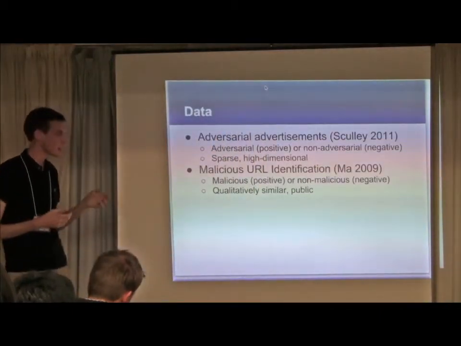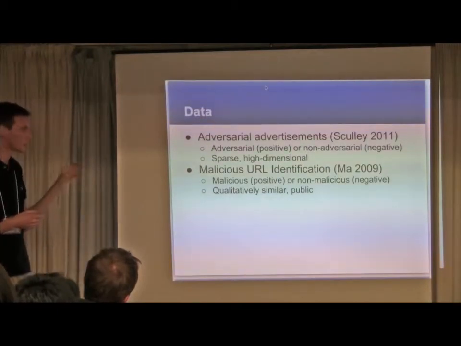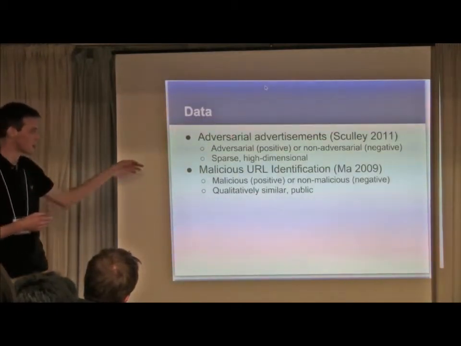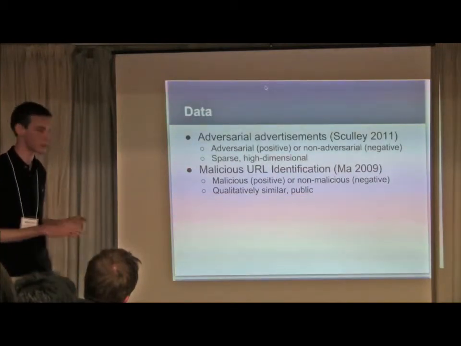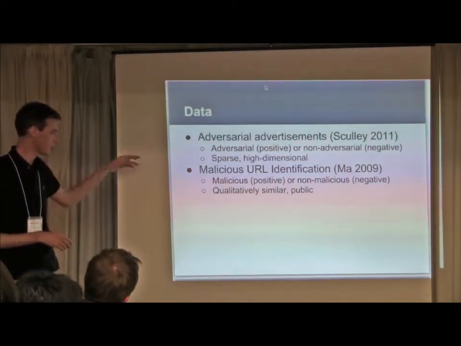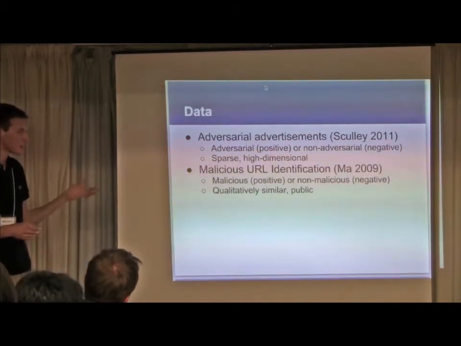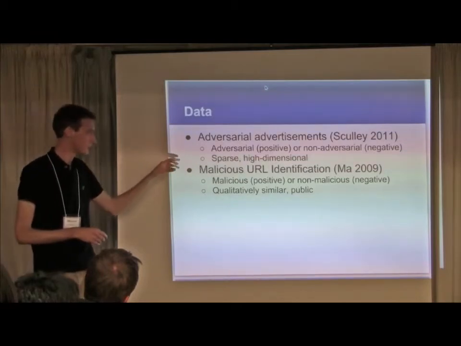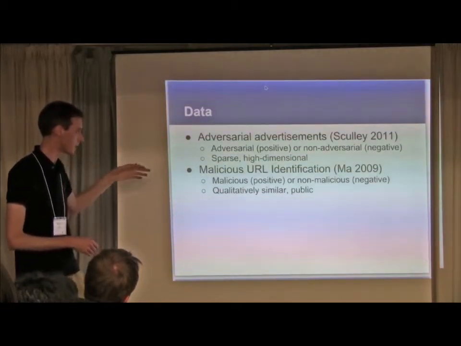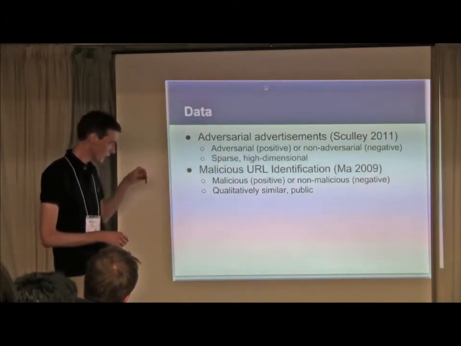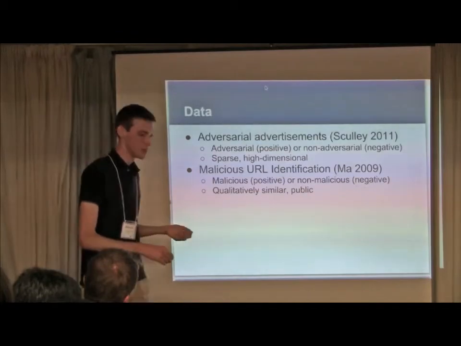As far as our actual data goes, we used a Google data set, which is adversarial advertisements. This is a sparse and very high-dimensional data set, which is one reason we use linear models here. Unfortunately, that data set's not public, so we also use a malicious URL identification data set. This is put together by Justin Ma. It's qualitatively similar, but it's a public data set.